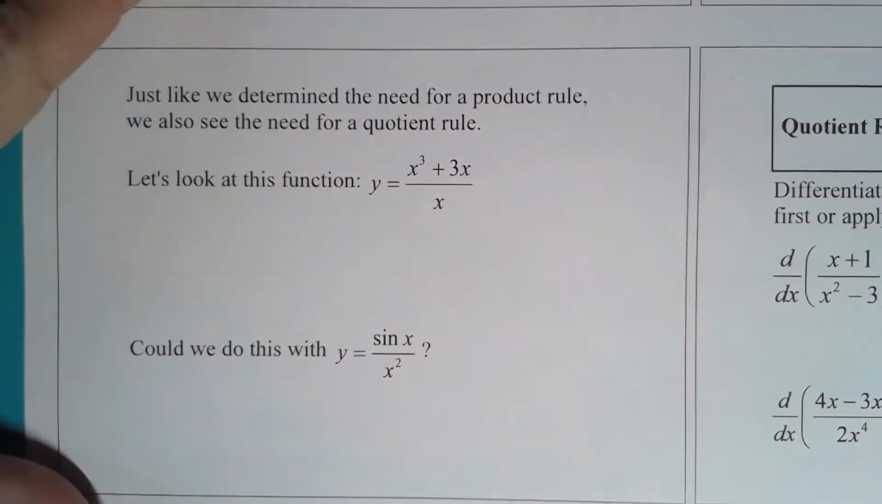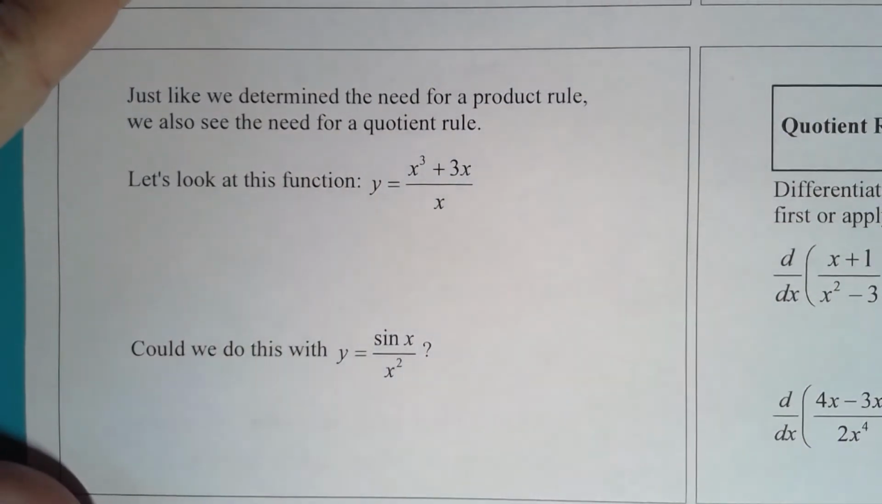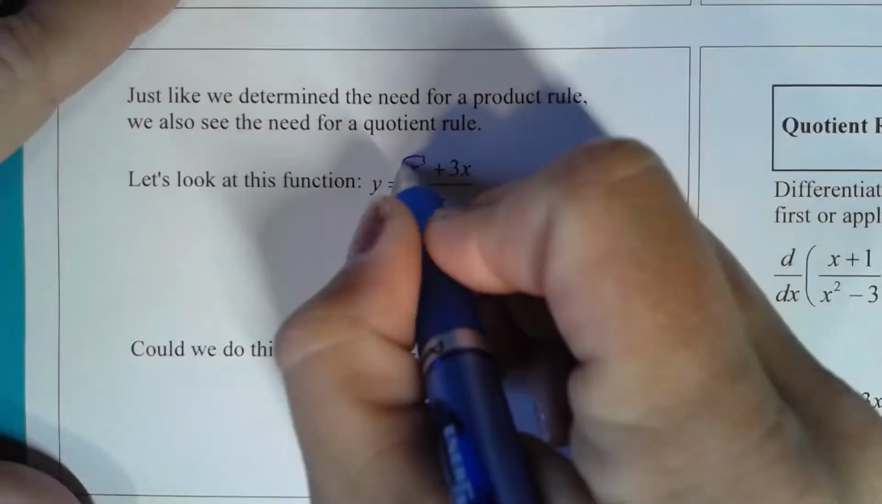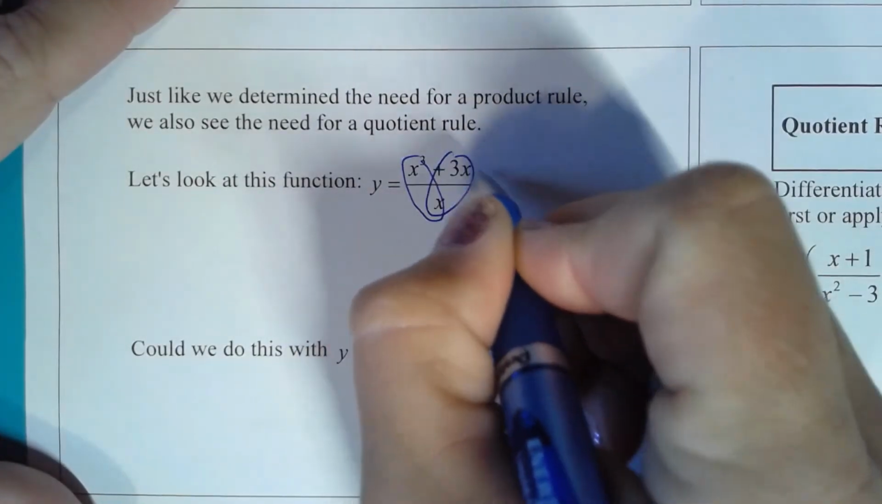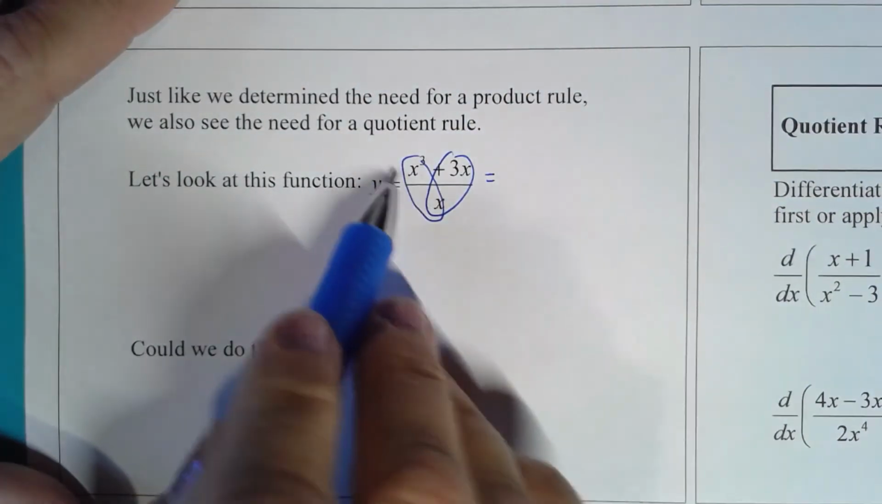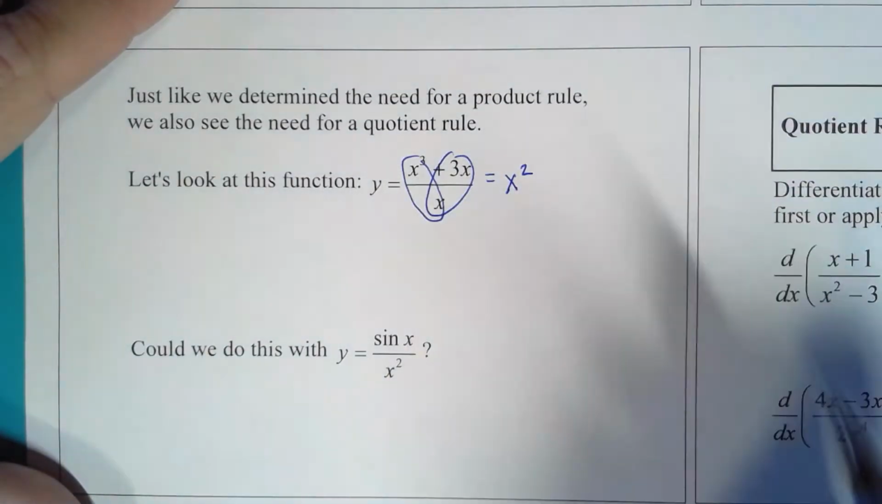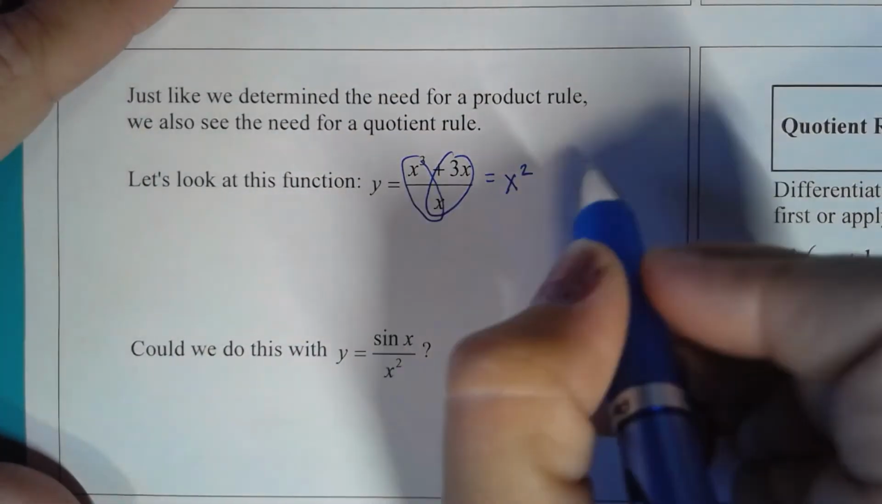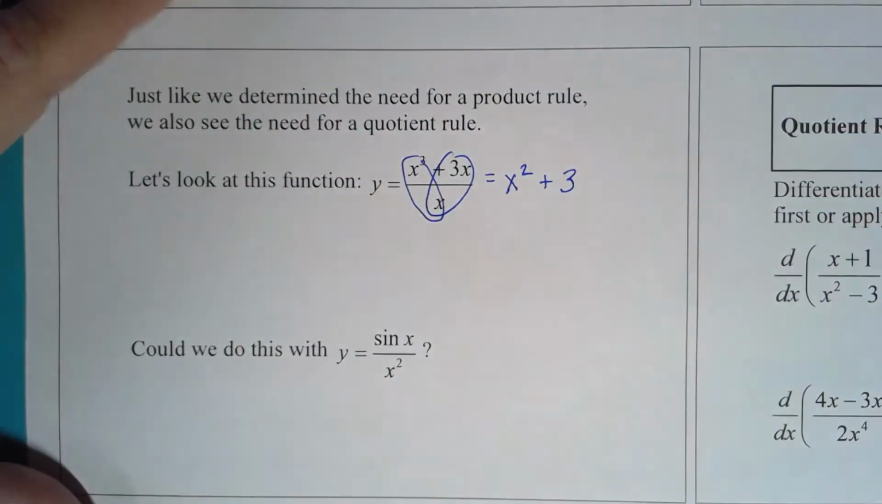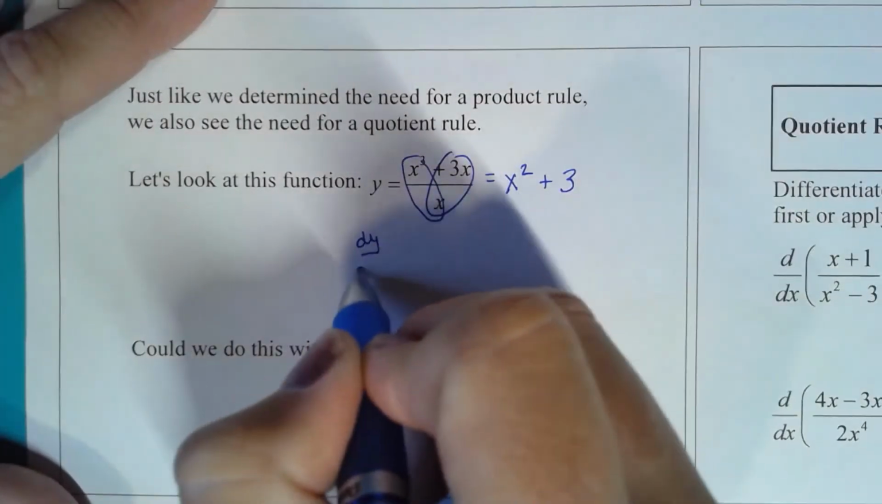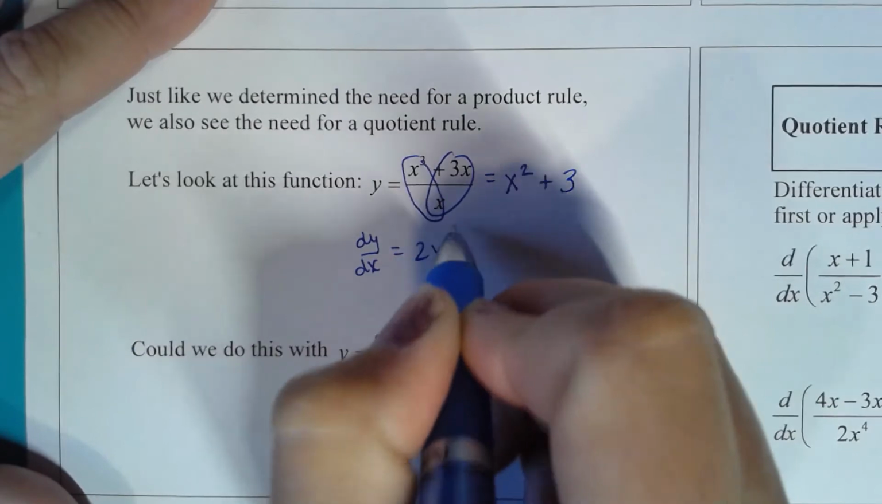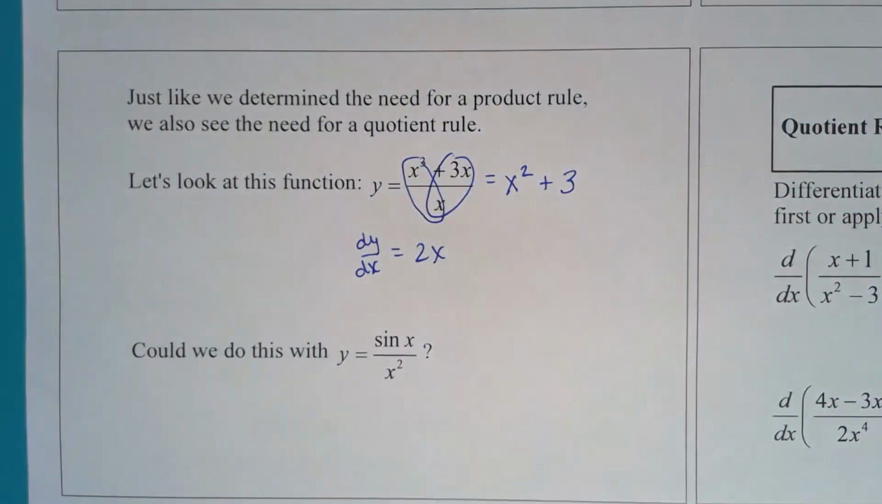Now, we can take the derivative of this one without learning any new rules because we can simplify this. See how I draw my little heart here? I'm going to divide x cubed by x to get x squared, and 3x divided by x to get 3. Now it's not a quotient, and now I can take the derivative to get 2x. So I don't need a quotient rule to do something like that because we can simplify to eliminate the quotient.